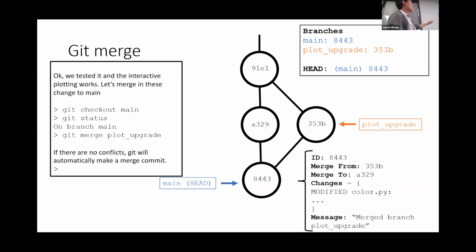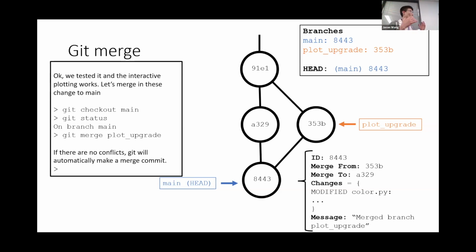If there are no conflicts, Git will automatically make a merge commit. So we have a new merge commit, 8443. It's a little bit special because it has two parents. It is merging from 353B and merging into A329. So we're taking both states of the repository, merging them together and creating 8443. You can see we modify color.py, because that's what we modified in the plot upgrade branch. Then we have the message merge branch plot upgrade.